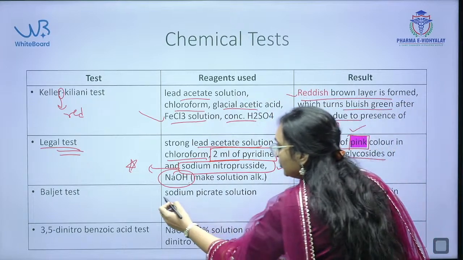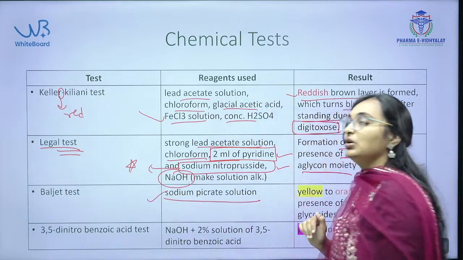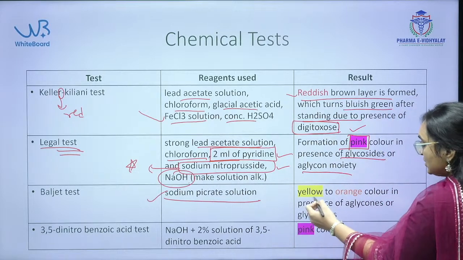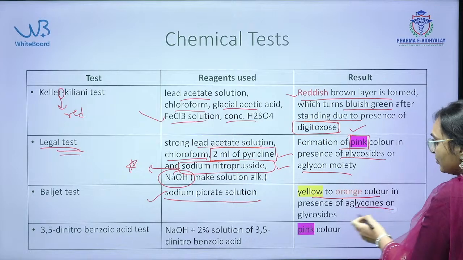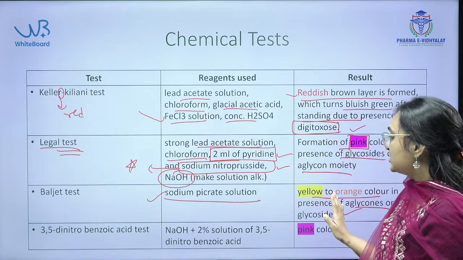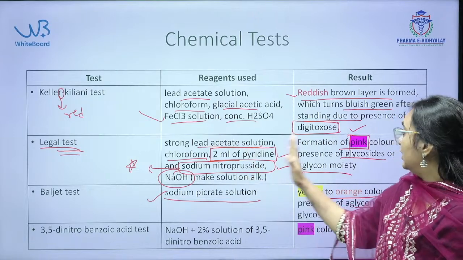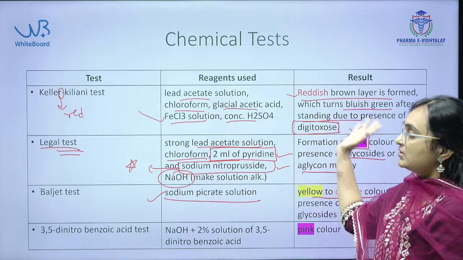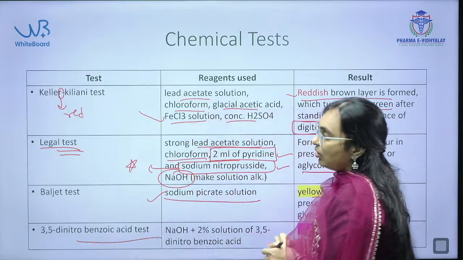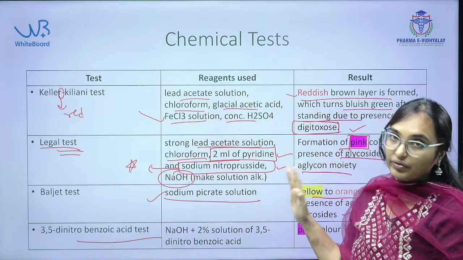Next, the Baljet test. In the Baljet test, sodium picrate solution is used. The reagent is sodium picrate, and the color changes from yellow to orange in the presence of aglycones and glycosides. So here, the Baljet test color change is yellow, the Legal test is pink, and the Keller-Killiani test is red. Next, the last test, the 3,5-dinitrobenzoic acid test. All these 4 tests are used for the identification of cardiac glycosides.